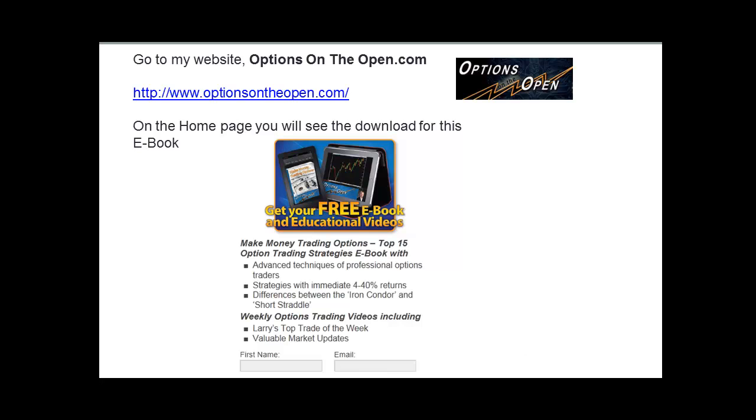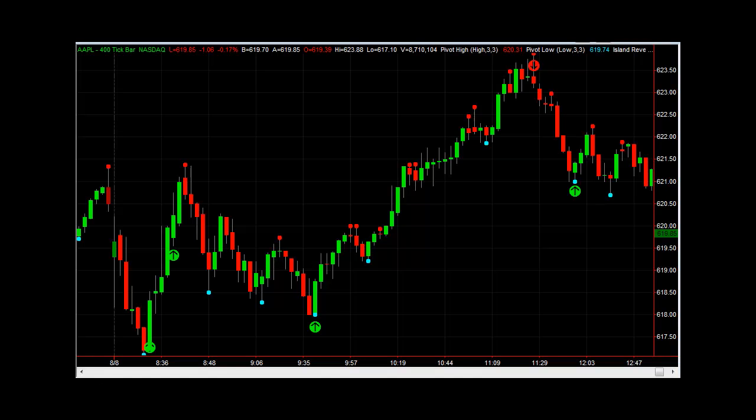First I'm going to show you some of these Apple day trades that I did and called out to our trading room today on August the 8th and show you how accurate the system is. Now at Options on the Open we trade options and futures, and all using the same trading model. So this particular chart is the Apple 400 tick bar, and I wanted to show you our entry signals. These are just the entries. I'm not showing the exits, just the entries to show you how precise these are as far as the entries.